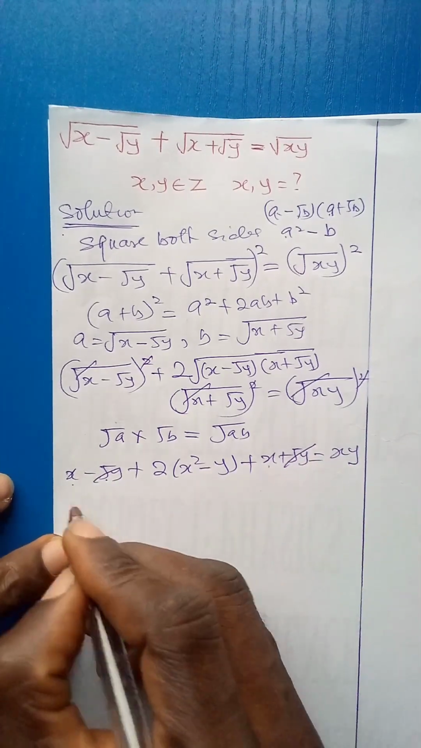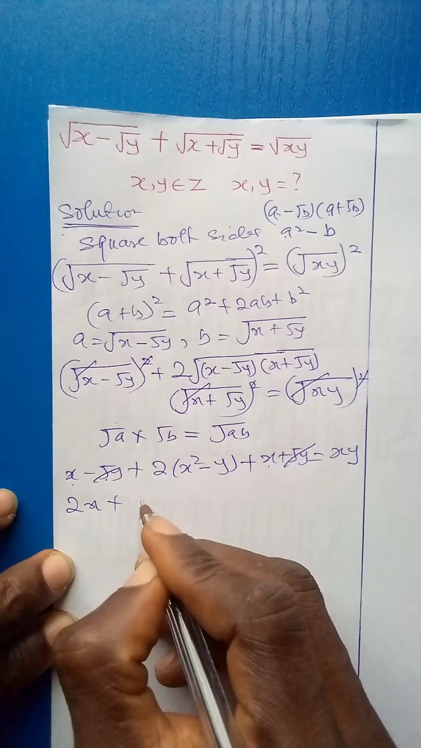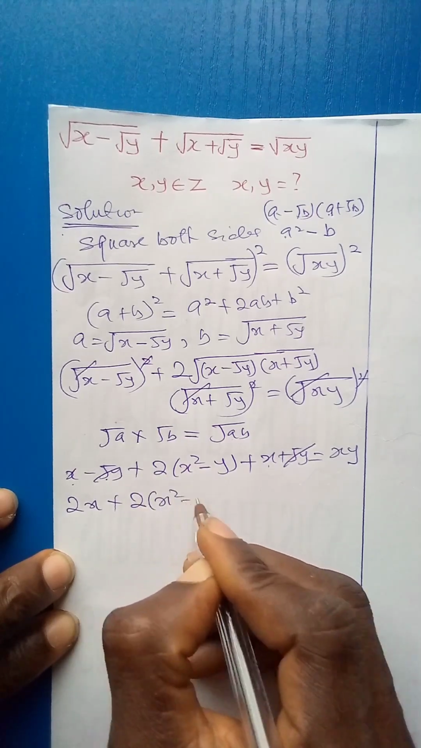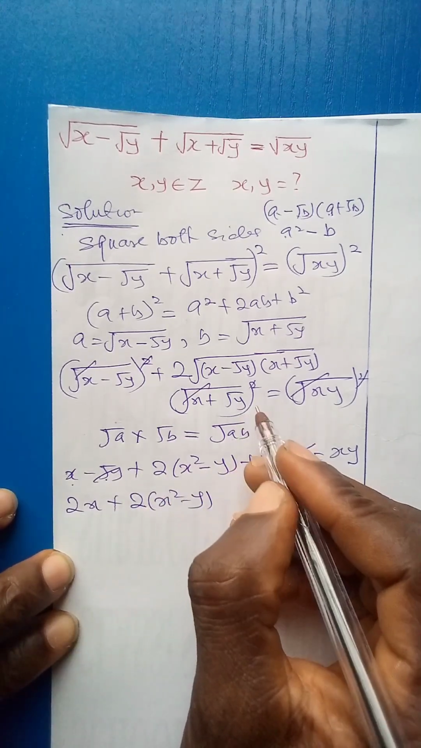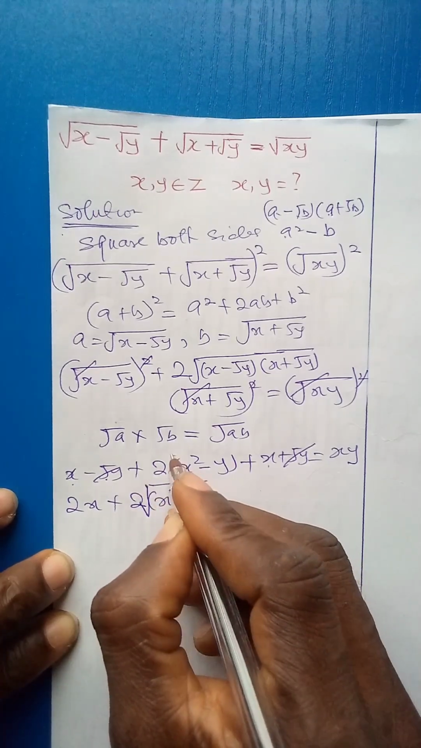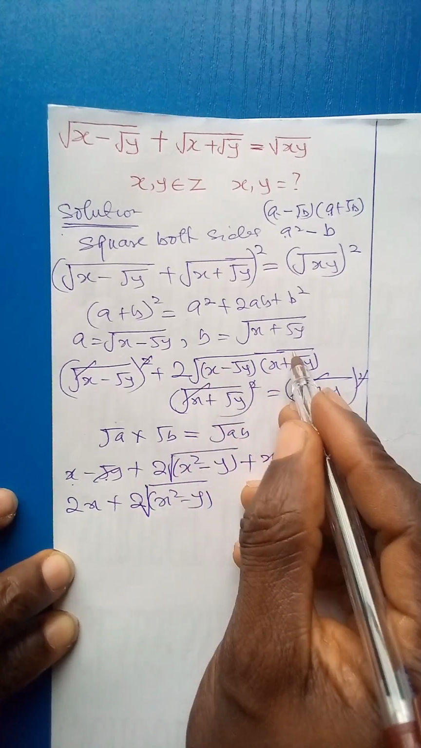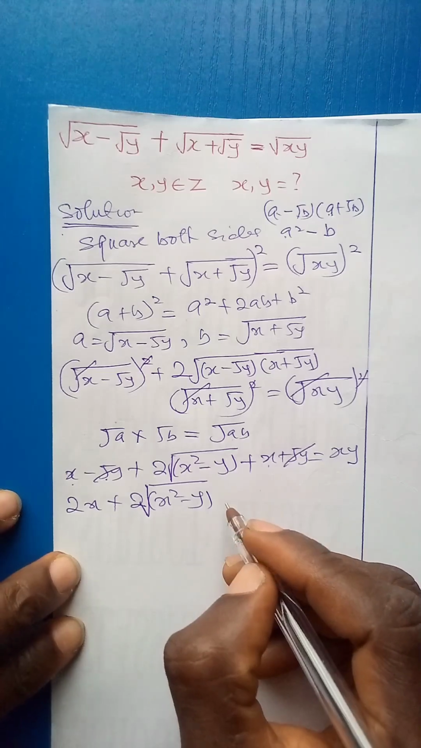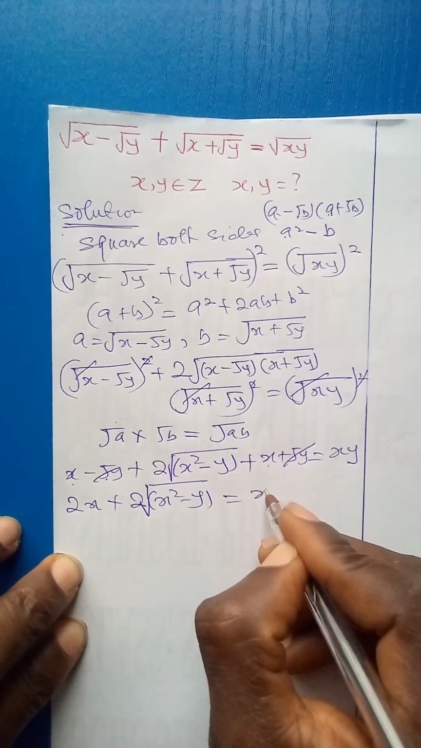Let us add these two together, giving us 2x plus 2 bracket x squared minus y. Let's remember there should be a bracket there. Before we make a mistake, there should be a bracket here. This bracket has not been dealt with. Then equals to xy.